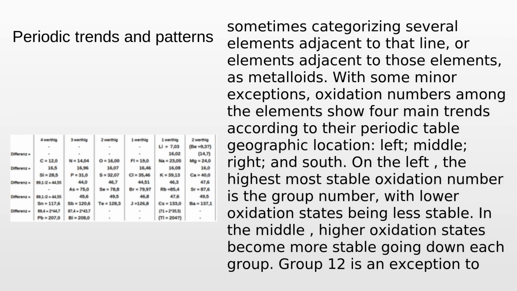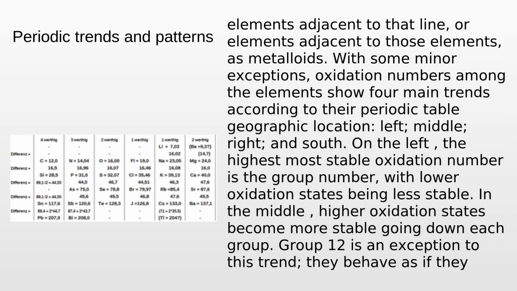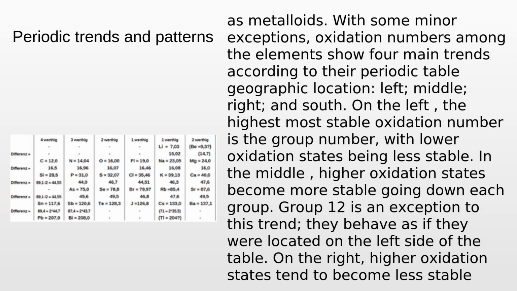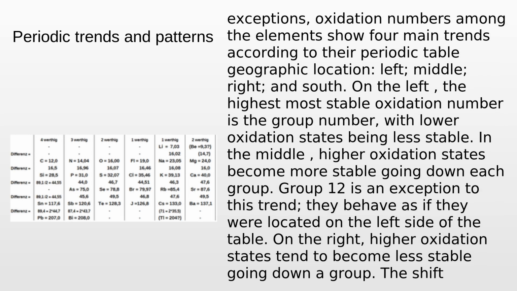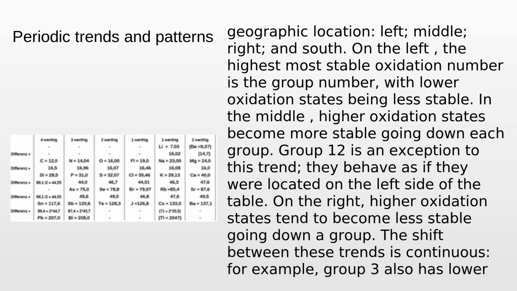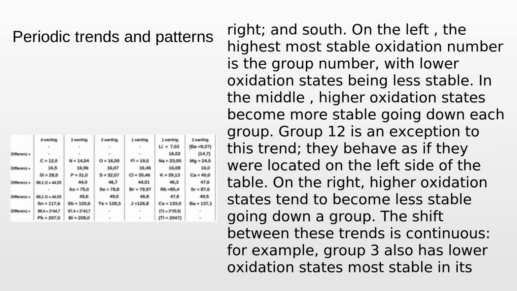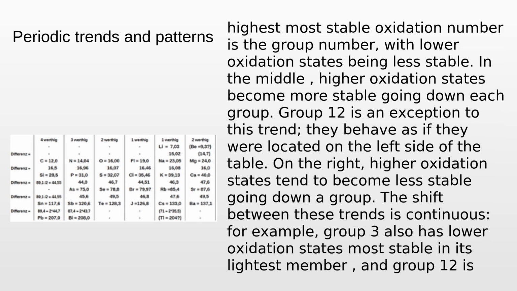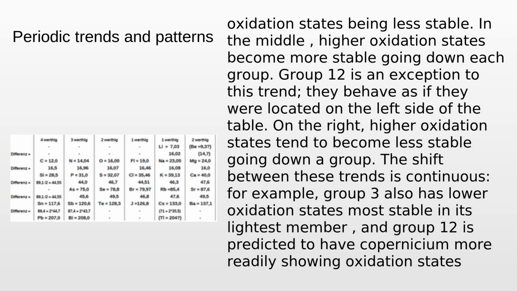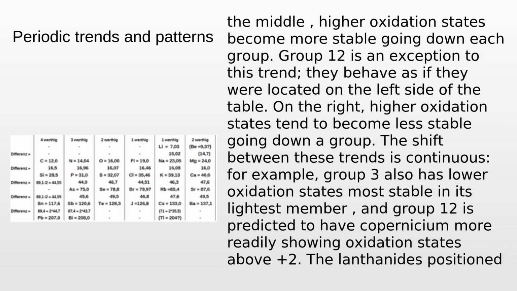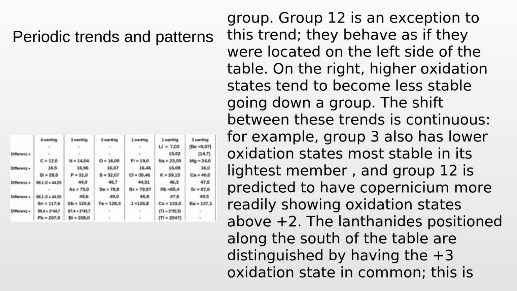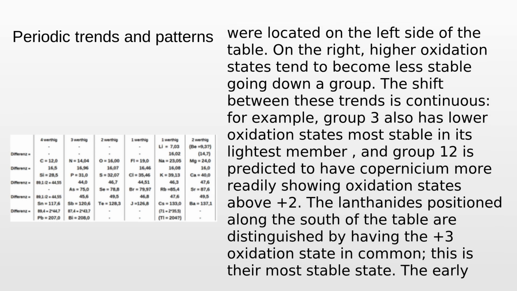With some minor exceptions, oxidation numbers among the elements show four main trends according to their periodic table geographic location: left, middle, right, and south. On the left, the highest, most stable oxidation number is the group number, with lower oxidation states being less stable. In the middle, higher oxidation states become more stable going down each group. Group 12 is an exception to this trend. They behave as if they were located on the left side of the table. On the right, higher oxidation states tend to become less stable going down a group.